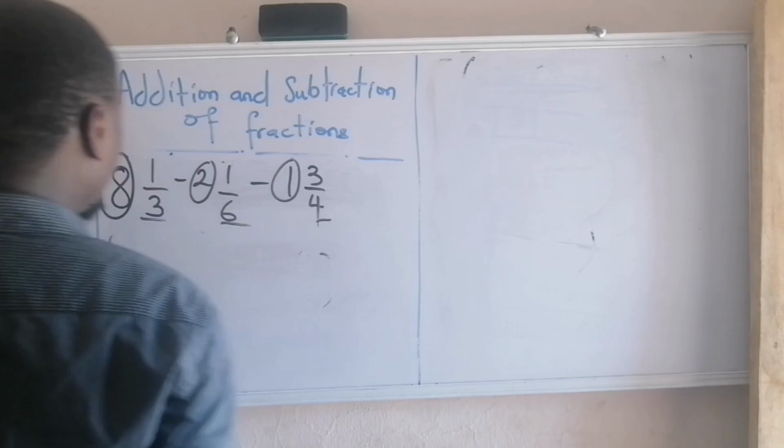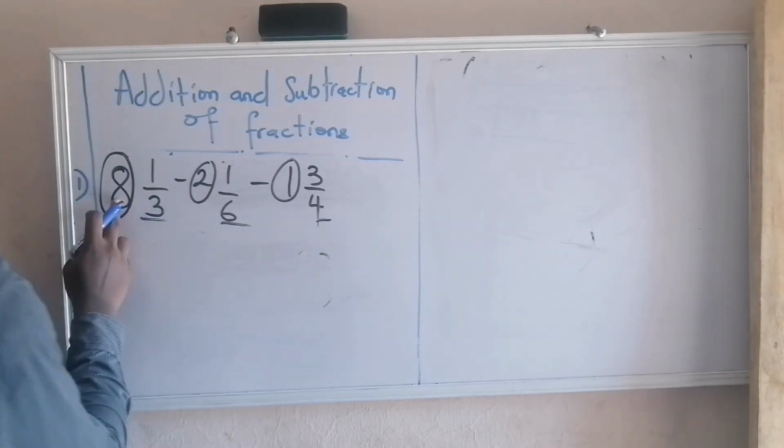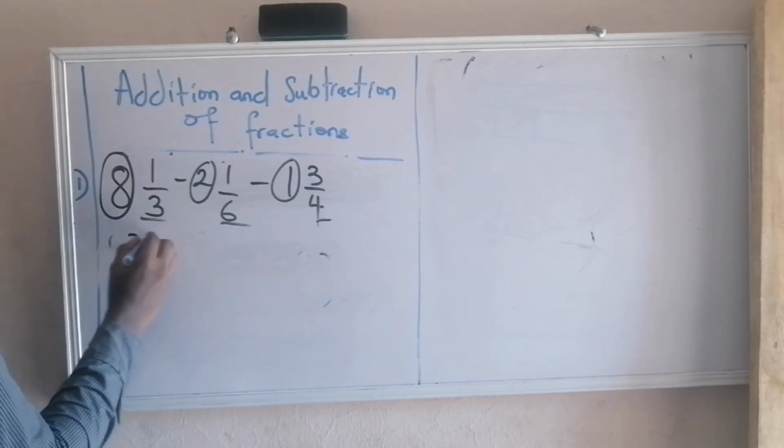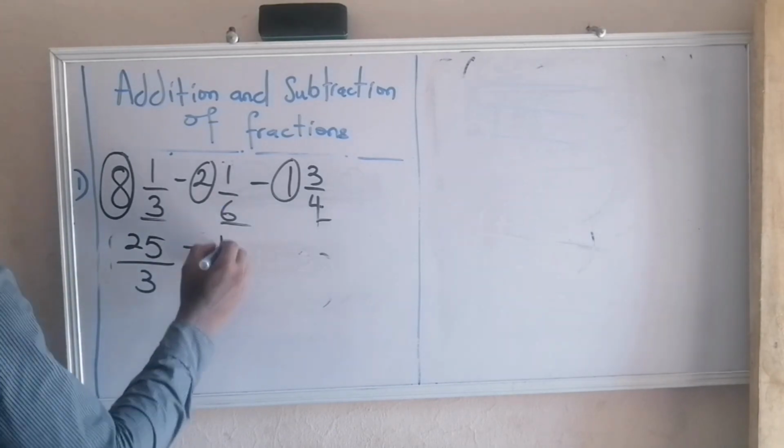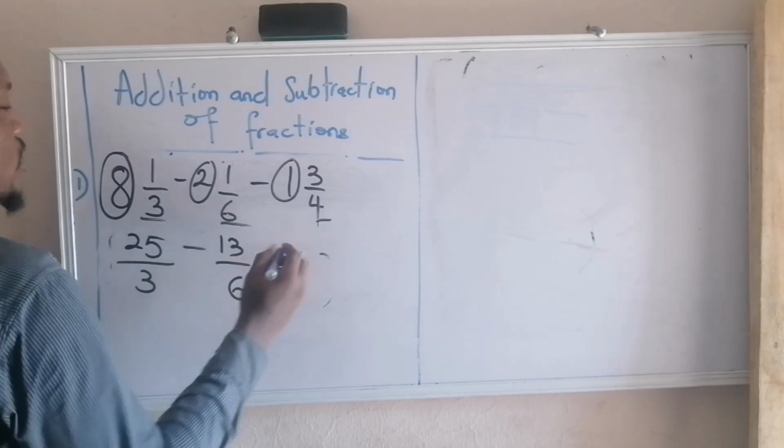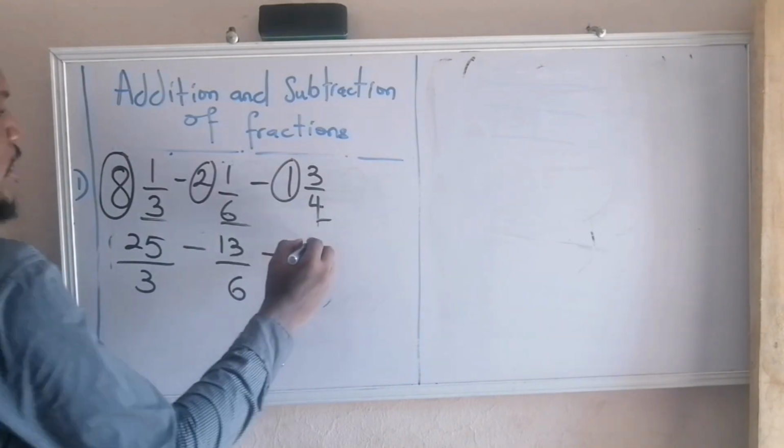Change each of the mixed numbers to an improper fraction. 3 times 8 is 24, plus 1, I have 25 over 3. Minus 6 times 2 is 12, plus 1, that will be 13 over 6, minus 4 times 1 is 4, plus 3, that will be 7 over 4.